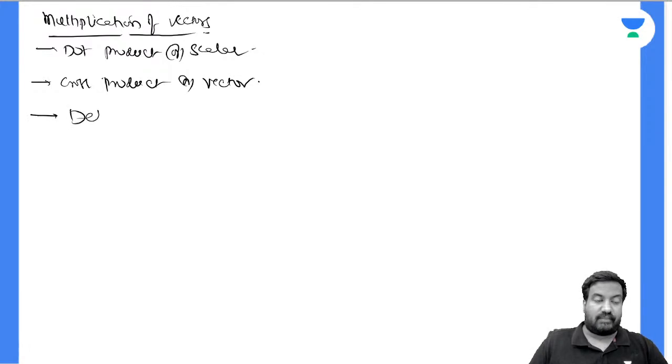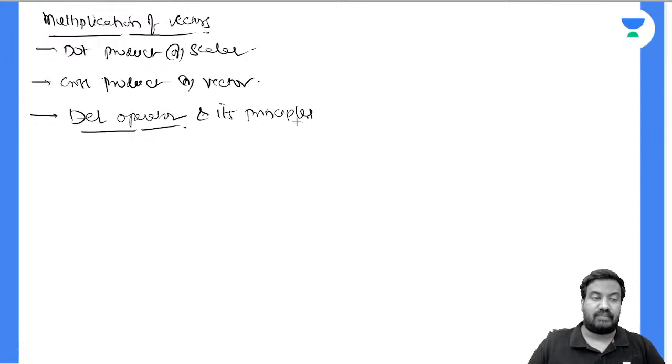Then we have seen the del operator, vector differential operator, a spatial derivative operator, and its principles. That is, what happens if del is directly operated over a scalar. Del directly operated over a scalar is called gradient. It results in a vector. Gradient of any scalar is vector.